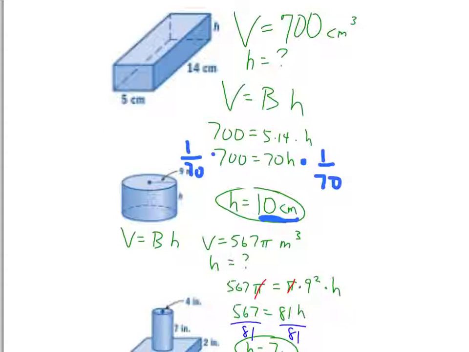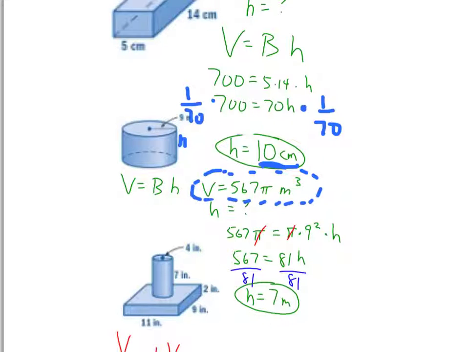In this next example, I have a cylinder where I don't know the height. That's what I don't know. I'm given the volume, 567 pi cubic meters, and again I don't know the height. So let me slide this up here and change one thing. I'm not going to do it that way. Let me get rid of this all together, so I can show you the steps a little better.